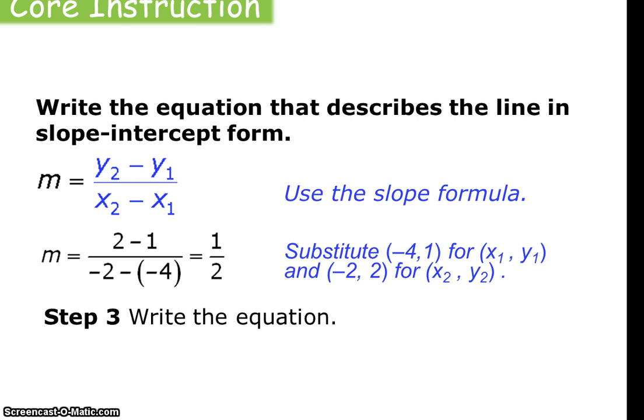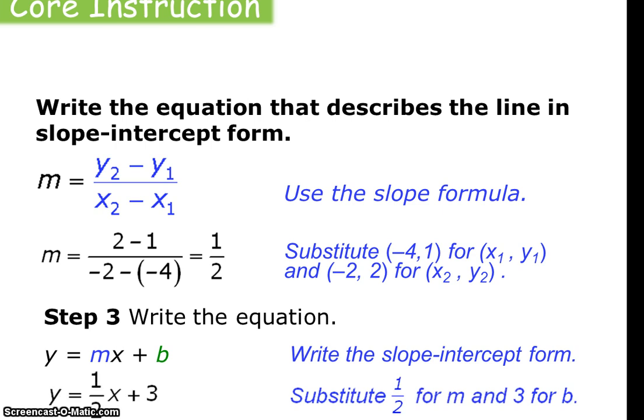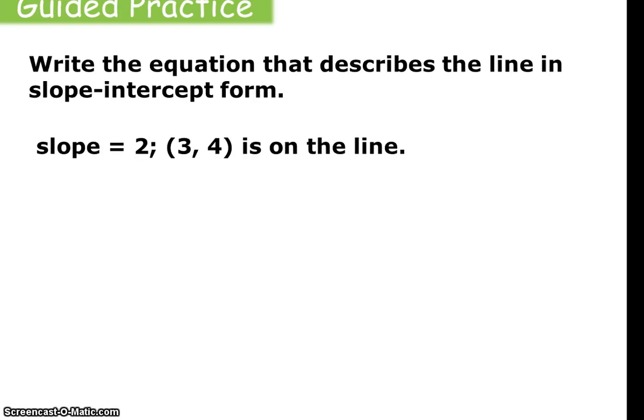So given the slope of 1/2 and a y-intercept of 3, we can write it in y equals mx plus b form. y equals 1/2 x plus 3. Those are the only two bits of information I need to write it in slope-intercept form, the slope and the y-intercept. You guys try this. Given the slope and the point (3, 4) on a line, let's write it in slope-intercept form.